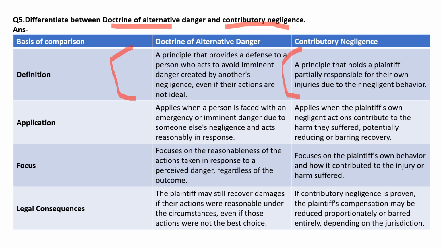Doctrine of alternate danger focuses on the reasonableness of the actions taken in response to a perceived danger, regardless of the outcome. Contributory negligence focuses on the plaintiff's own behavior and how it contributed to the injury or harm suffered. Legal consequences. The plaintiff may still recover damages in the case of doctrine of alternate danger, if their actions were reasonable under the circumstances, even if those actions were not the best choice. In the case of contributory negligence, if it is proven, the plaintiff's compensation may be reduced proportionately or barred entirely depending on the jurisdiction.